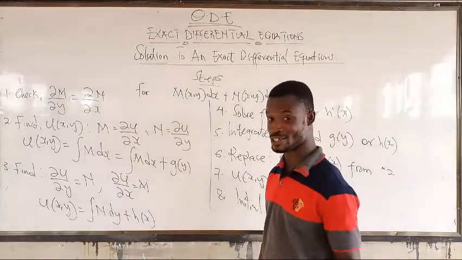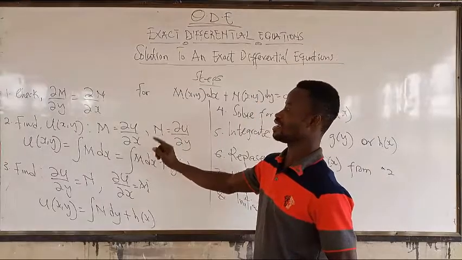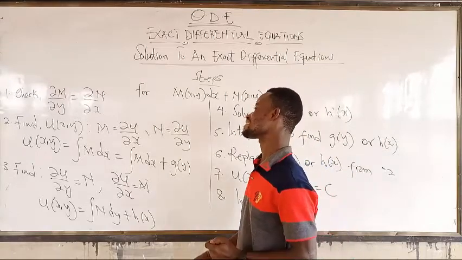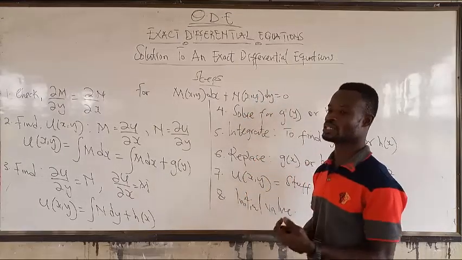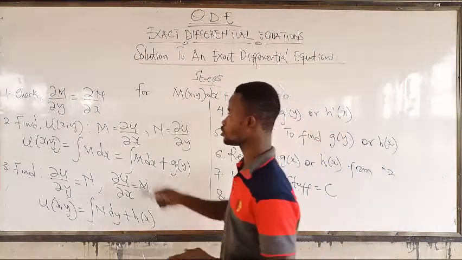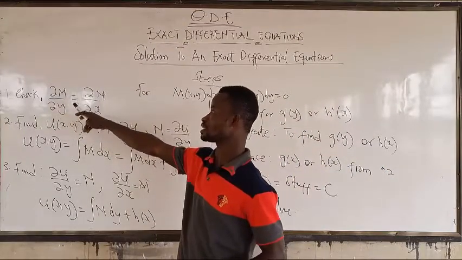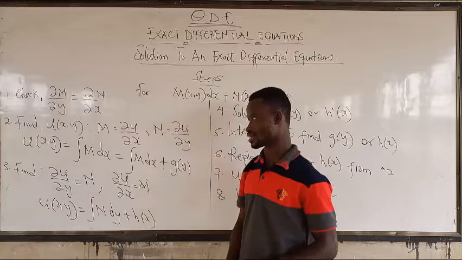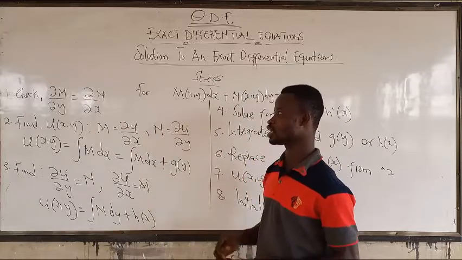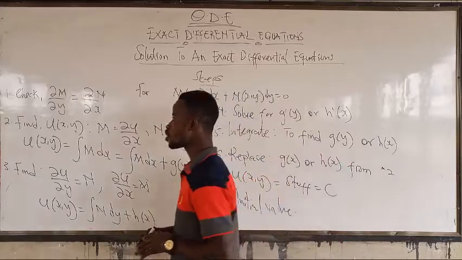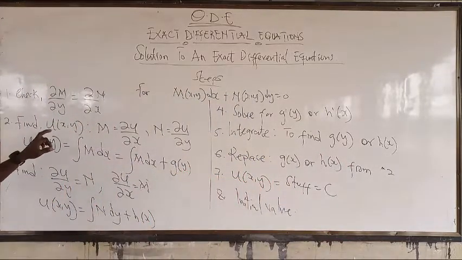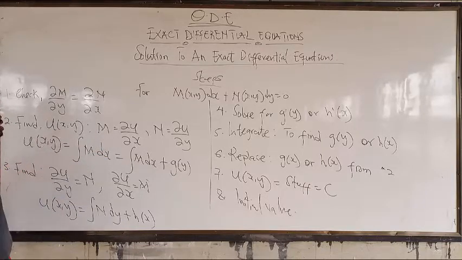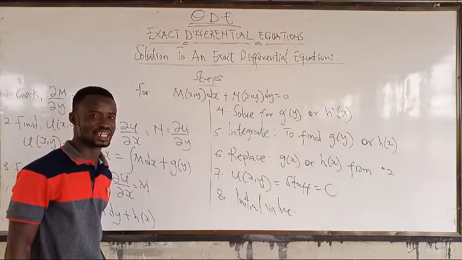The first step is to check our previous video, to check whether that is true. So, if you haven't watched our previous video, please go back and watch it. You need to first check whether the partial derivative of M with respect to y is equal to the partial derivative of N with respect to x. And if that is established, then you now go and find the function of u in terms of x and y.